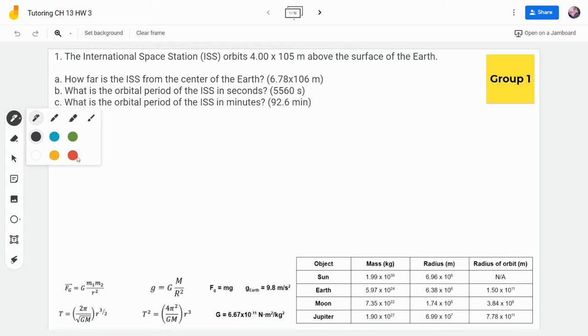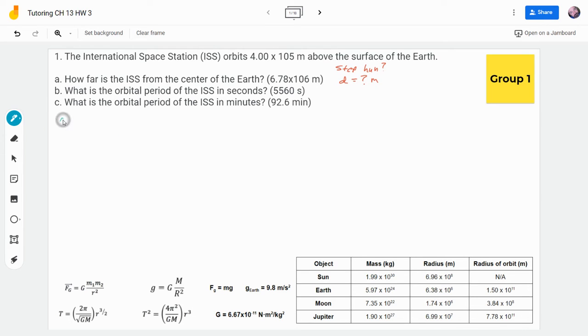Okay, so red pen, step, what are we looking for? How far is the ISS? Let's call it D for distance. D is equal to question mark meters. Okay, so how are we going to do this?